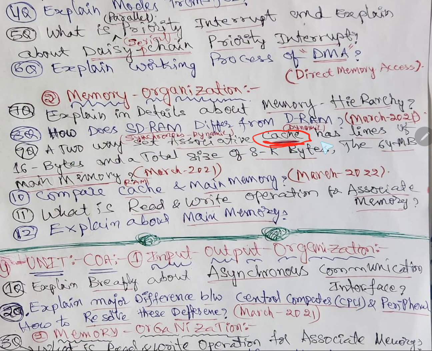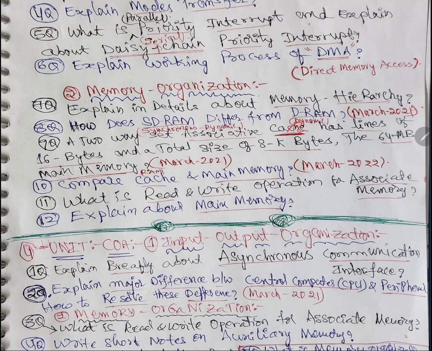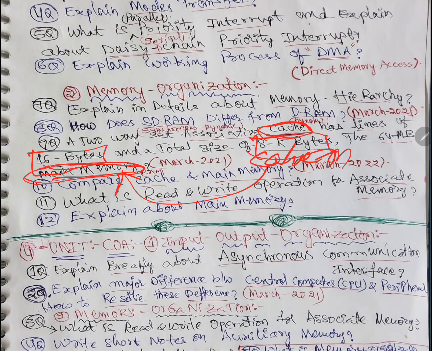A two-way cache has lines of main memory. See here, this is cache memory and this is main memory. Very simple. Fourth unit, last topic only. Write about cache memory. By default we will get main memory. In that diagram we will get these things inside the box. I already showed this. If anything else, you can change these numbers. That's it in the diagram.